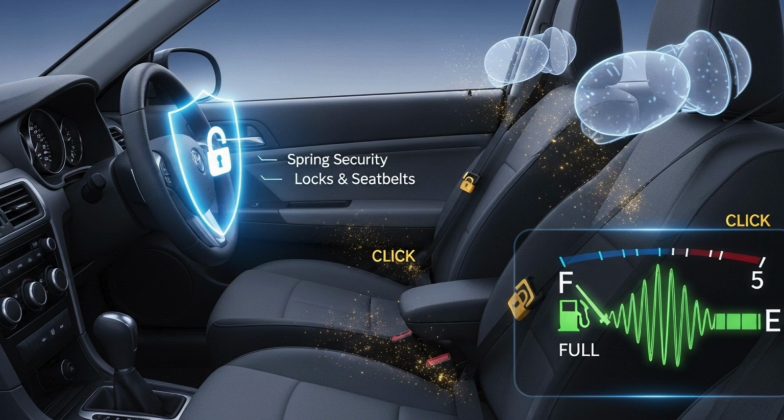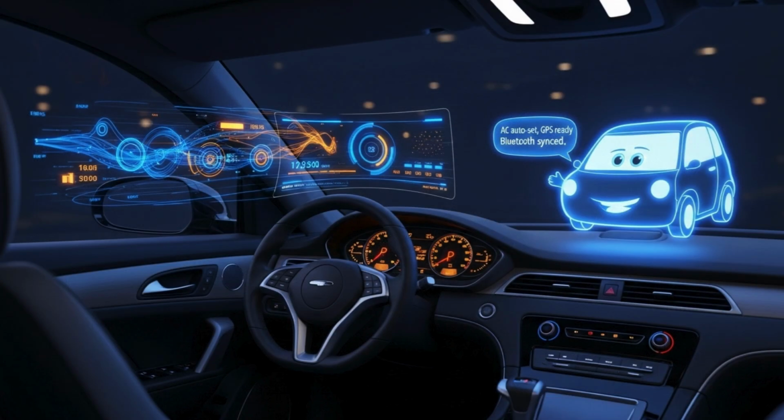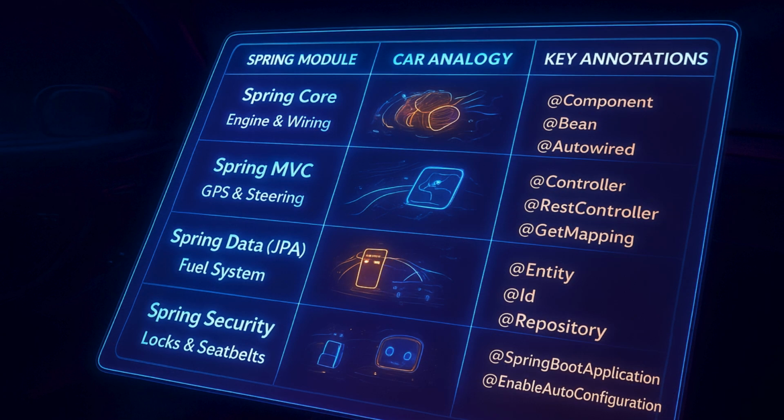Finally, Spring Boot is like your smart car computer. It auto configures everything so you do not have to worry about complex setups. Ignition, @SpringBootApplication, brings it all to life. And that's how Spring Boot annotations and modules work together, just like a car system, making your journey smooth, safe, and effortless. Here's a quick recap. Each Spring module has its car equivalent. So the next time you see an annotation, just imagine you are pressing a button or system in your car.